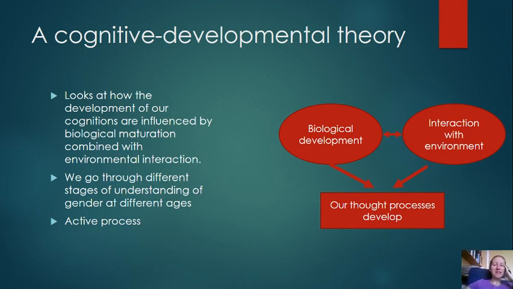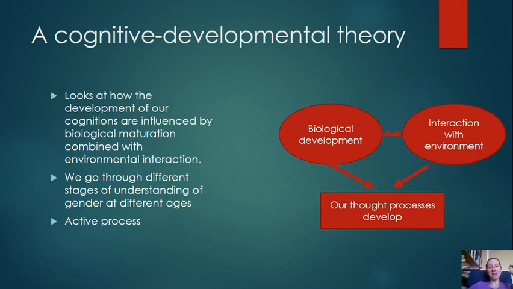Now what that means is it looks basically at how we develop over time as a result of both our biological development and the way we interact with the environment. So it looks at our biological development, the way that our brain develops at the same time we're interacting with our environment, and both of those things then affect our cognitions, i.e. our thought processes and the way those thought processes are developing. So it's a gradual thing over time.